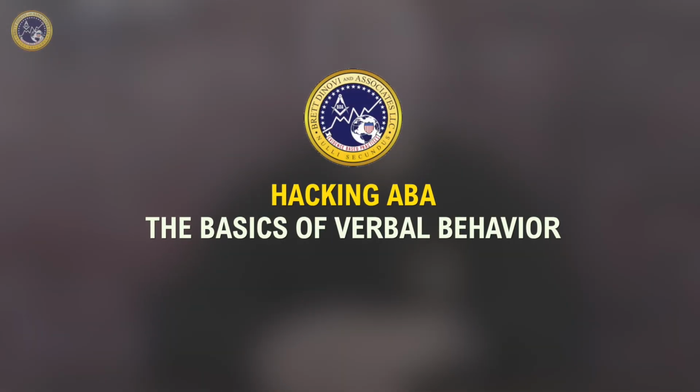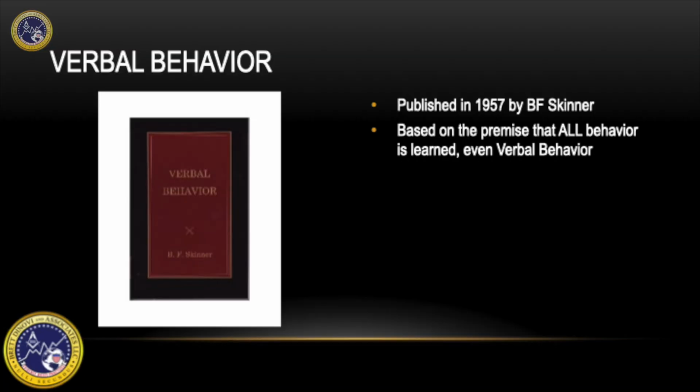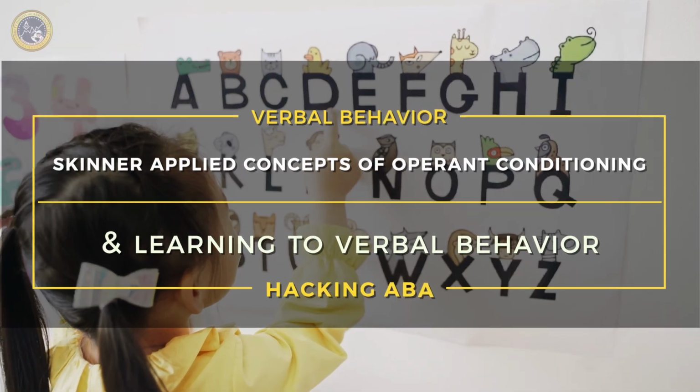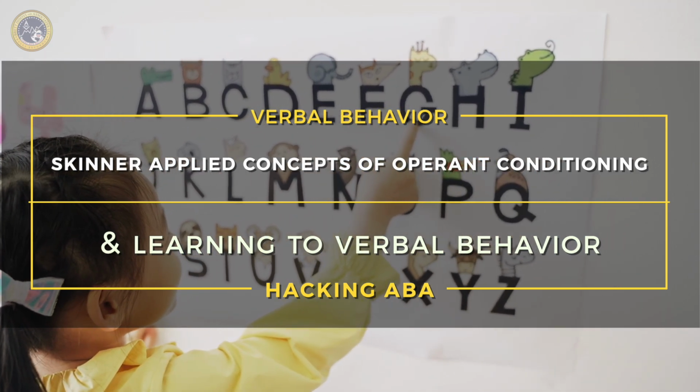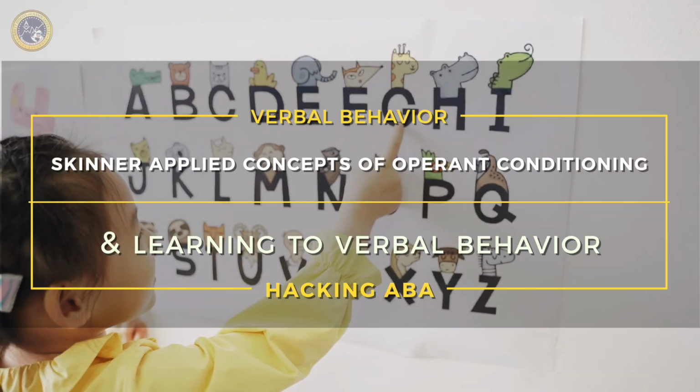Today we're going to talk about the basics of verbal behavior. Now, verbal behavior is based upon a book written by B.F. Skinner in 1957. But at that time, Skinner was really trying to distinguish his science from the more known. What differed Skinner's analysis of verbal behavior from those that were common at that time was that Skinner applied his concepts of operant conditioning and learning to verbal behavior, which was somewhat radical at the time.